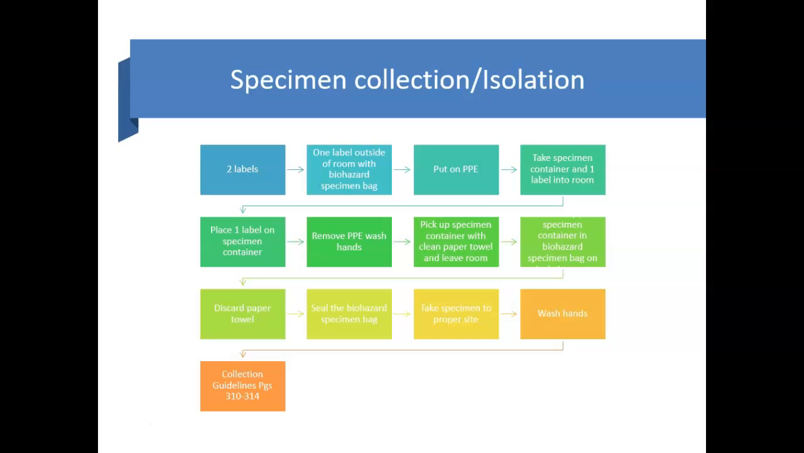Specimen collection. If this is for somebody who's in isolation, you're going to have 2 labels, one label outside the room in a biohazard bag. Put on your PPE, take the specimen container and label into the room, place the label on the specimen container, remove gloves, pick up the specimen container with a clean paper towel, put the specimen container in a biohazard specimen bag, discard the paper towel, seal the biohazard bag, take the specimen to the proper site, and wash hands. This is also on pages 310 and 314 in your book.